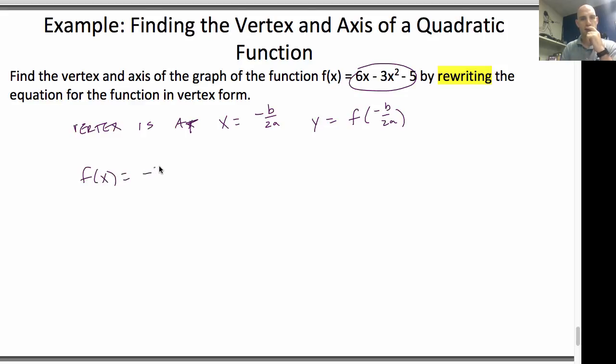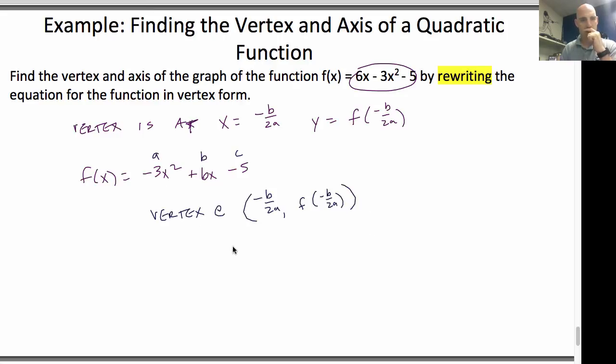F of x is equal to negative 3x squared, I'm writing it in standard form with my exponents decreasing so that I can discern what a, b, and c are, plus 6x minus 5. And so my a, b, and c are here. So my vertex is at negative b over 2a, comma, f of negative b over 2a.